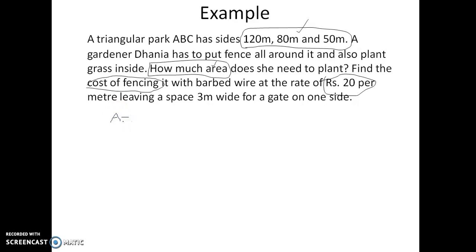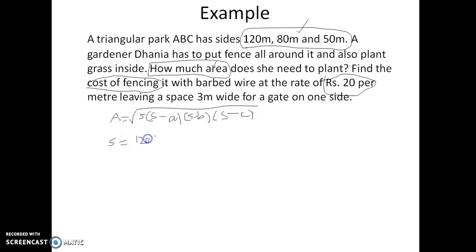So A equal to square root of S into S minus A into S minus B into S minus C. We already know this formula, that is Heron's formula. So what is S here? S is half of the sum of the three sides. That is (A plus B plus C) by 2.